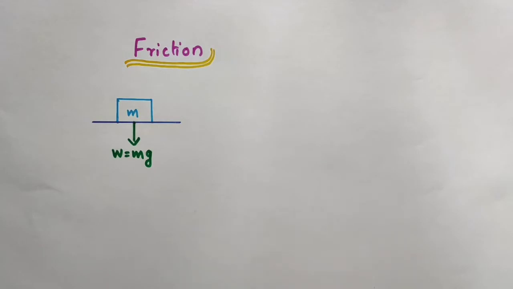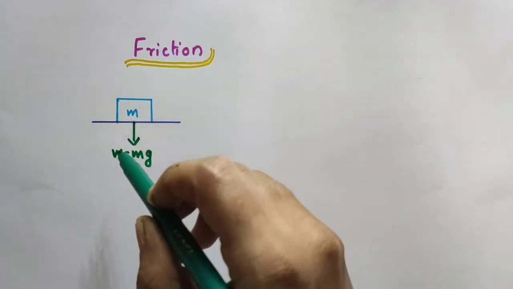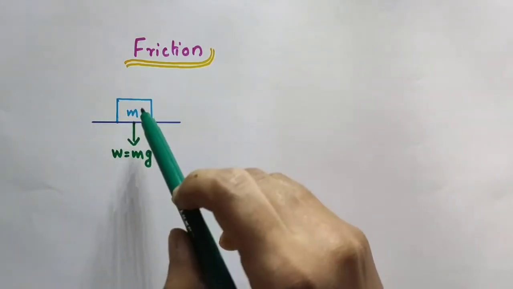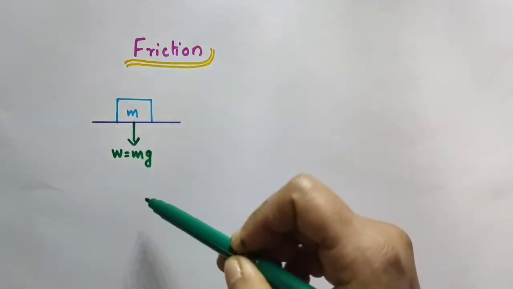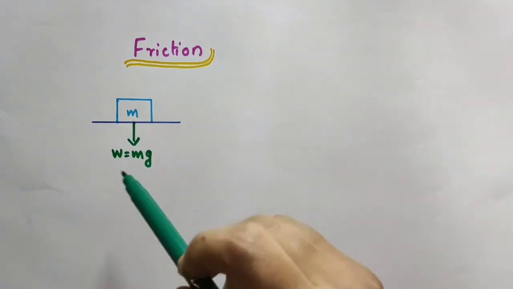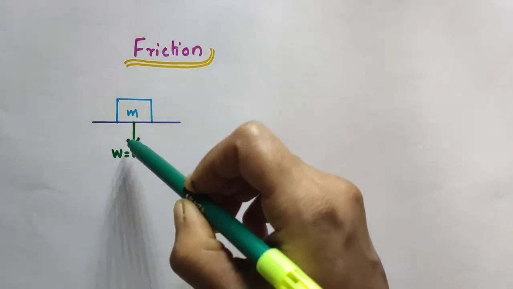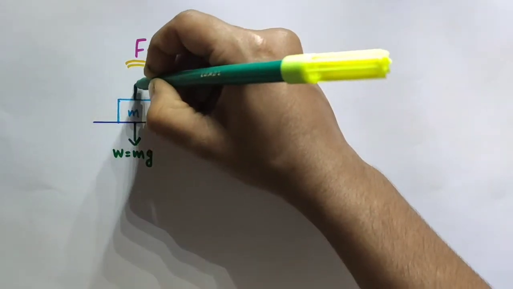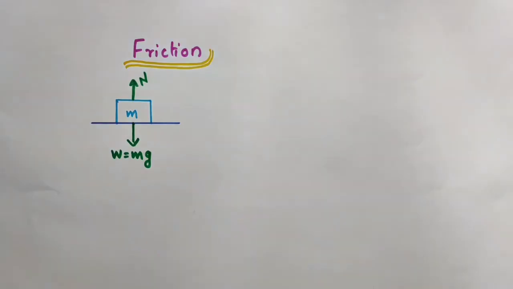Earth attracts every object towards its center, so there is a force acting on this mass equal to its weight, m into g, in the vertically downward direction. Even so, the table prevents the mass from falling. According to Newton's third law of motion, to every action there is an equal and opposite reaction. So the table exerts a force equal to the weight of the body, but in the vertically upward direction. This force is called the normal reaction force and is represented by capital N.